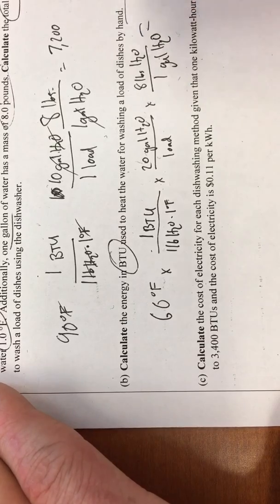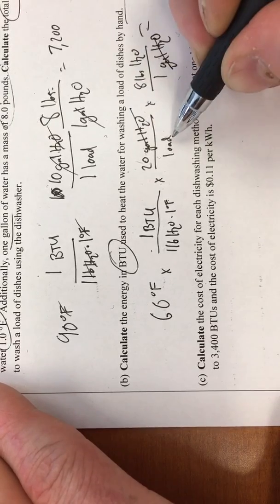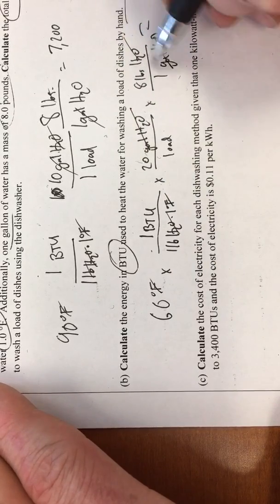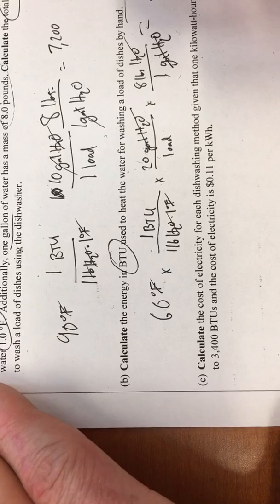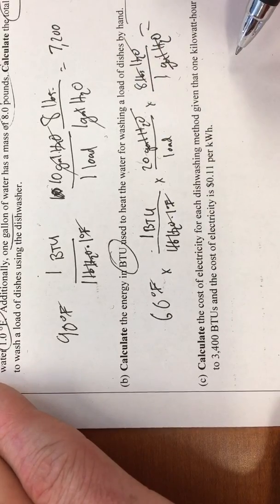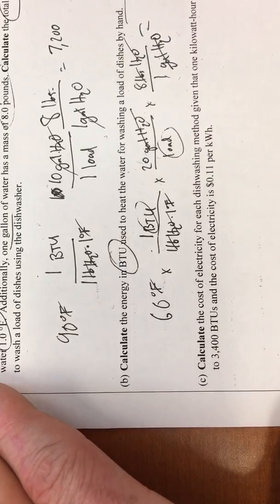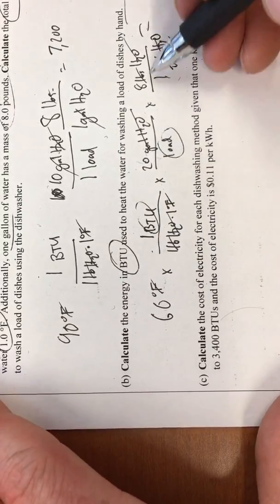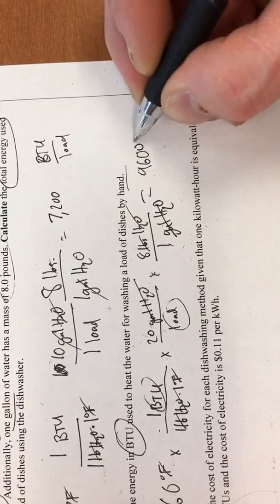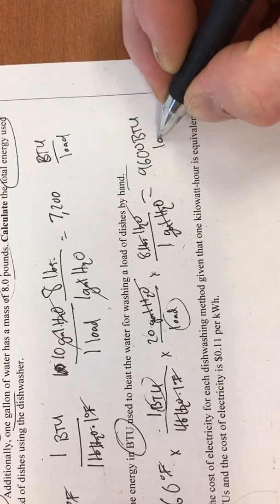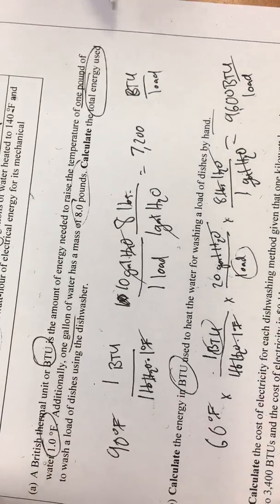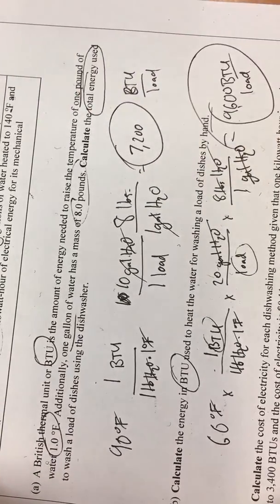Okay, so when you do that, we know gallons will cancel gallons, degrees Fahrenheit, H2O, H2O, and pounds, pounds, and we're left with BTUs per load. So 60 times 1 is 60, times 20 is 1200, times 8, we're looking at 9600 BTUs per load. So now we have the amount of energy that is used.